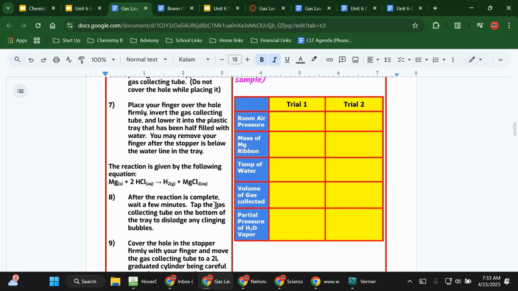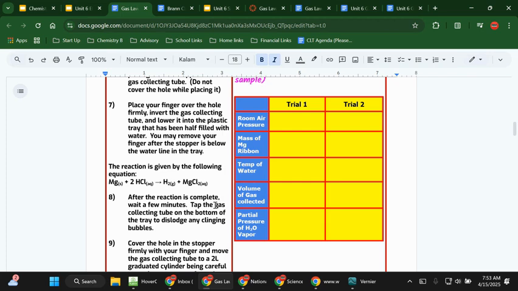Now, the partial pressure of water vapor. Okay, you remember yesterday we talked about a mixture of gases equaling the total pressure? Well, we know what the total pressure is inside that tube. The problem is, anytime you collect the gas through water like we are doing here, some of the water vaporizes. Some of the water becomes a gas. And therefore, that gas is mixed in with the hydrogen gas.